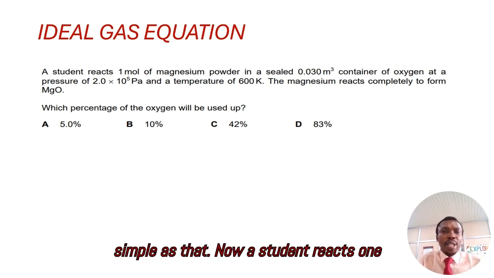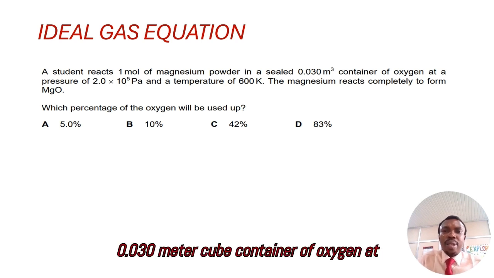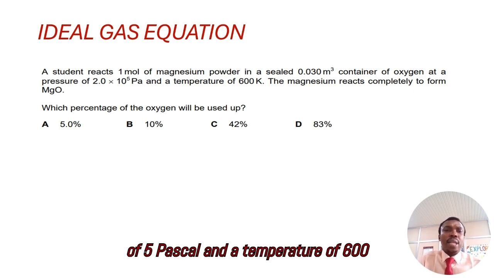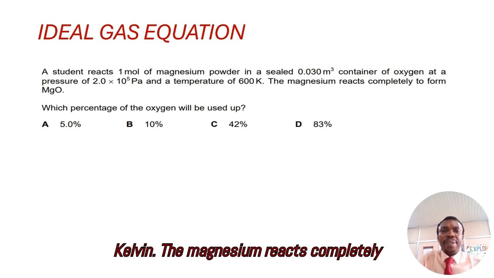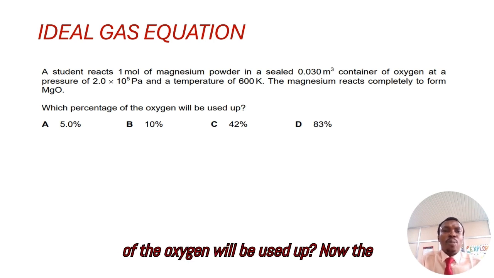Now a student reacts 1 mole of magnesium powder in a sealed 0.030 meter cube container of oxygen at a pressure of 2.0 times 10 raised to the power 5 Pascal and a temperature of 600 Kelvin. The magnesium reacts completely to form magnesium oxide. Which percentage of the oxygen will be used up?